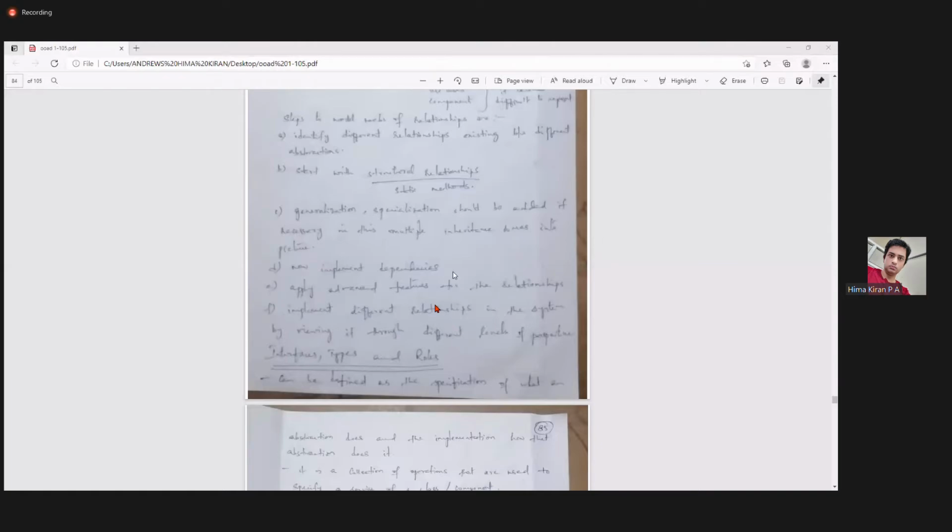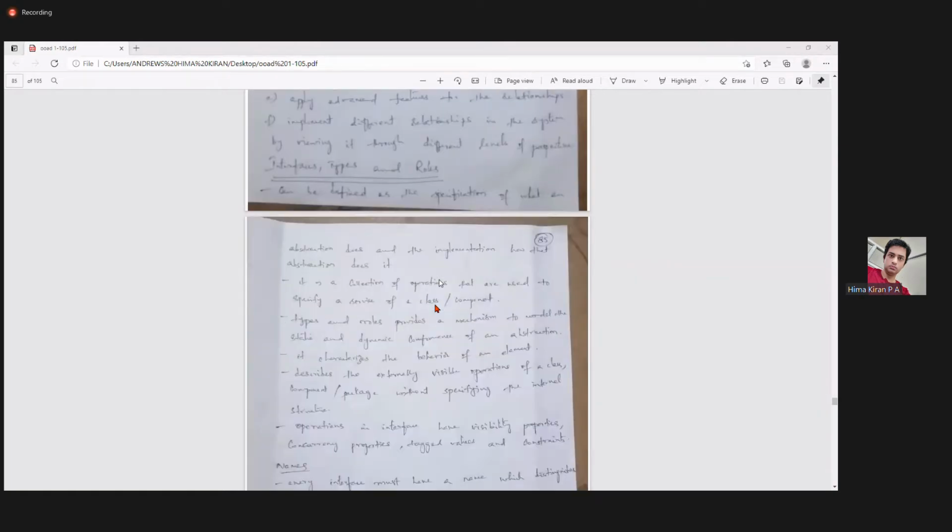Implement different relationships in the system by viewing it through different levels of perspective. After completion of the keyboard, that means after the manufacturing of the keyboard, we'll have one kind of perspective. After completion of the CPU, we will have another kind of perspective, another kind of look. After completion of the monitor, we will have another kind of perspective. Like that, after completion of each and every part, one more thing will be added into our perspective.